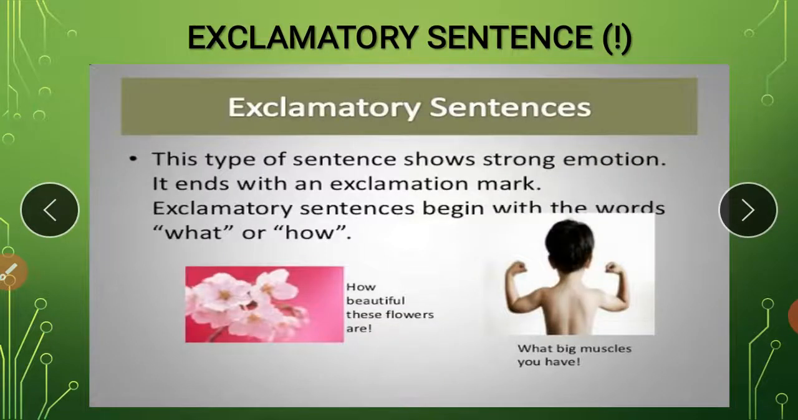So next we move to the exclamatory sentence. An exclamatory sentence shows strong emotion and feelings. This sentence also ends with a proper exclamation mark. You can easily understand. For example, the sentence starts with what and how. How beautiful these flowers are! What big muscles you have! So likewise, we have to identify. Okay, this is the explanation of all the kinds of sentences.